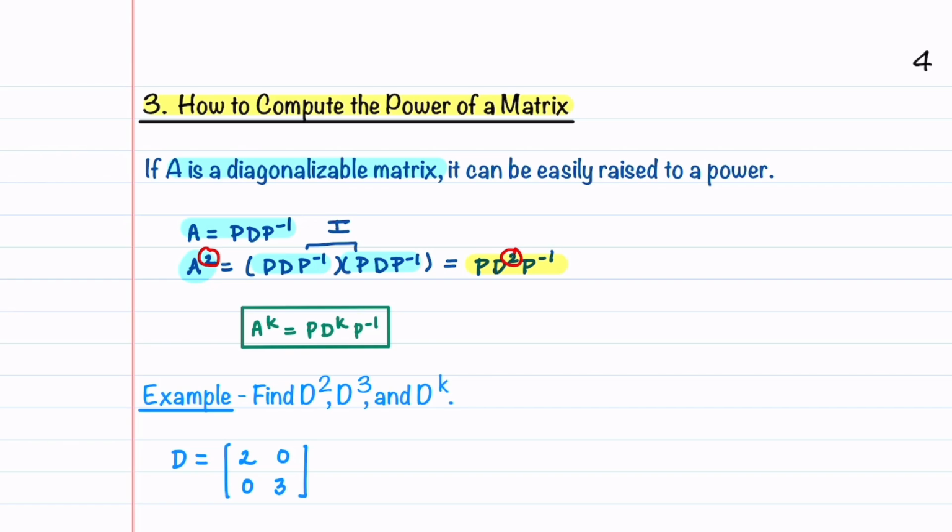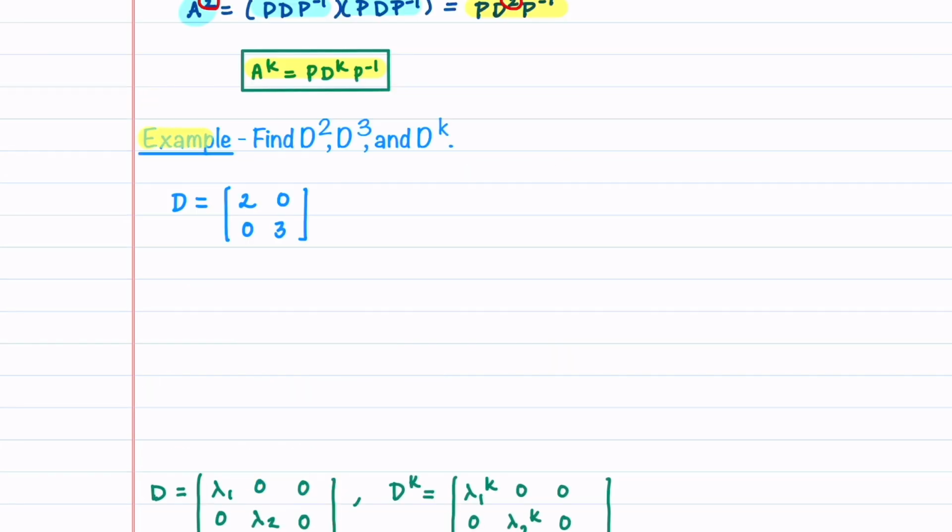The formula for A raised to a power k has the same structure as this formula for A squared. A to the k can be written as P times D to the k times P inverse. So all you have to do is just raise your diagonal matrix D to the power of k. Let's now get some practice with computing powers of a diagonal matrix.